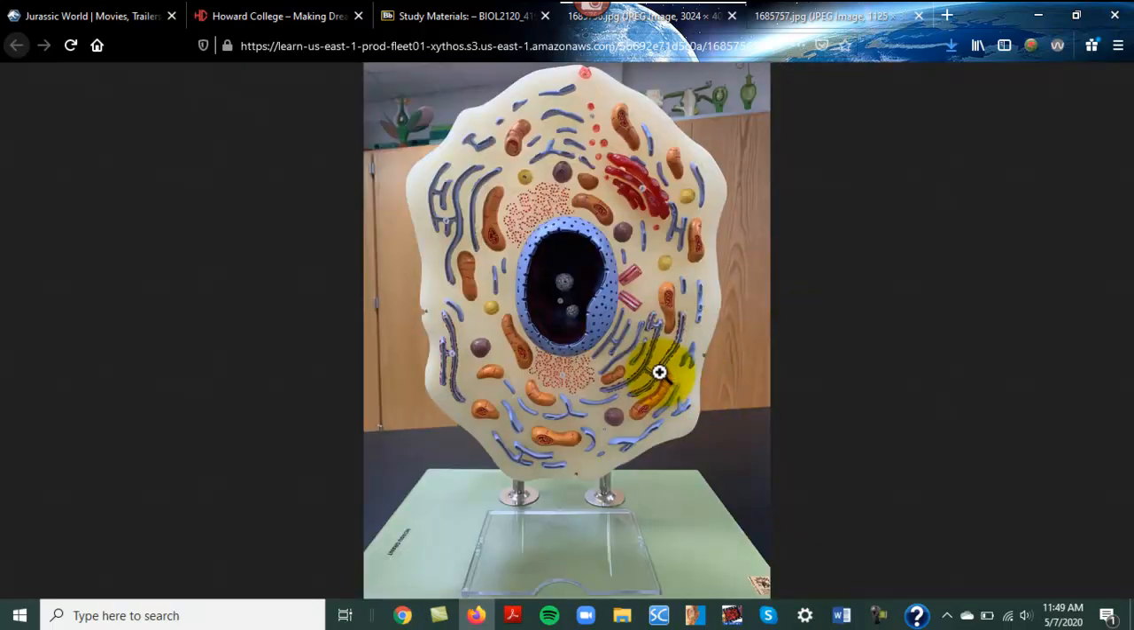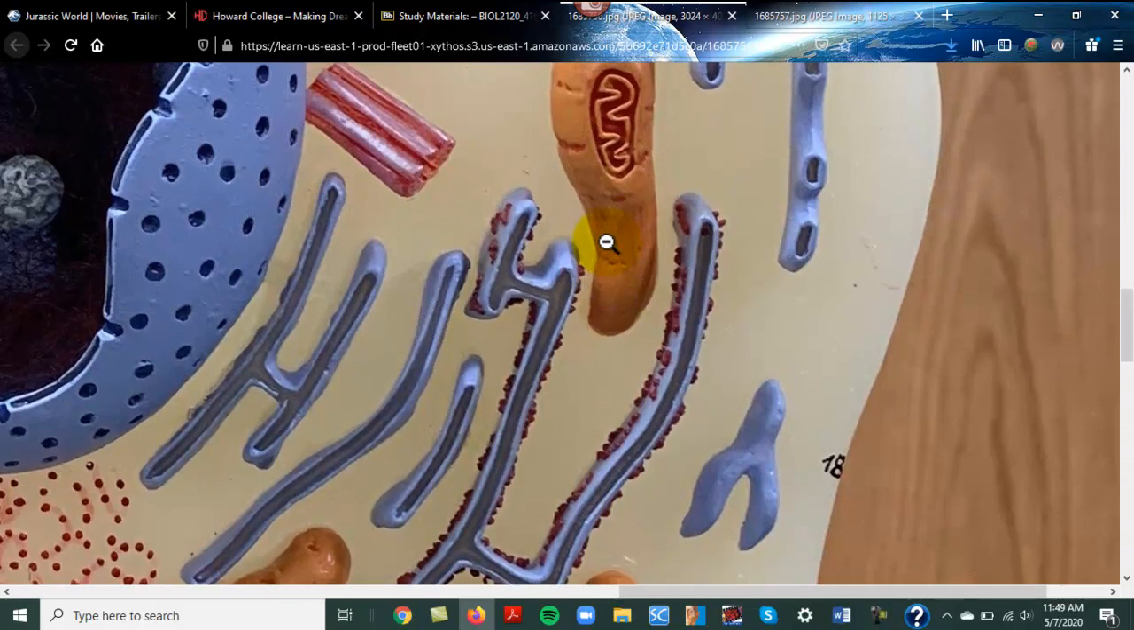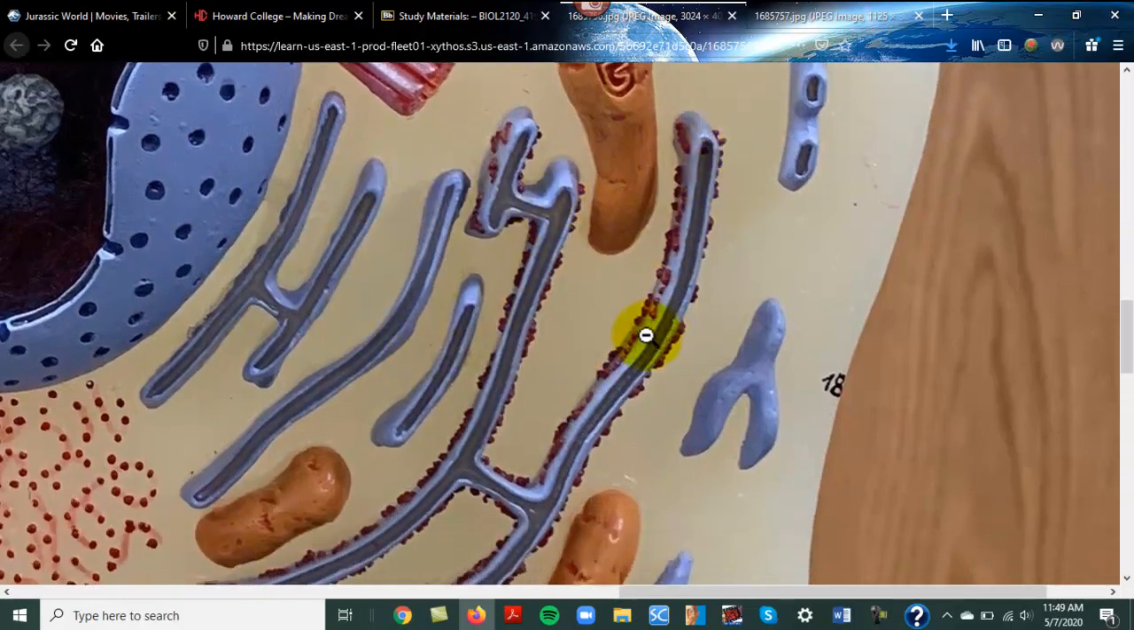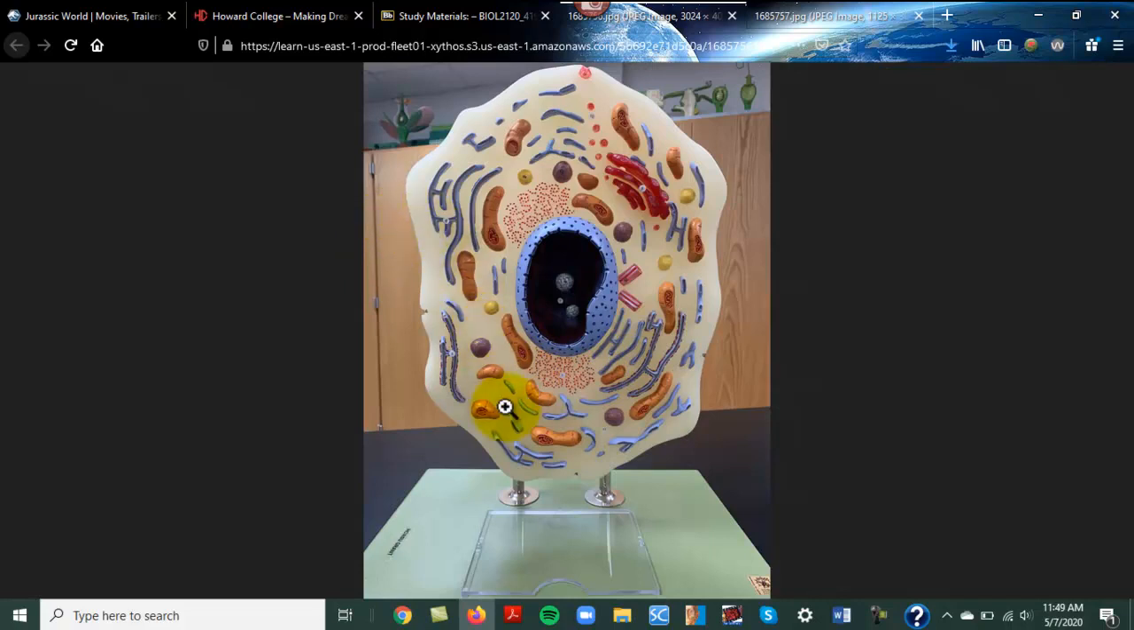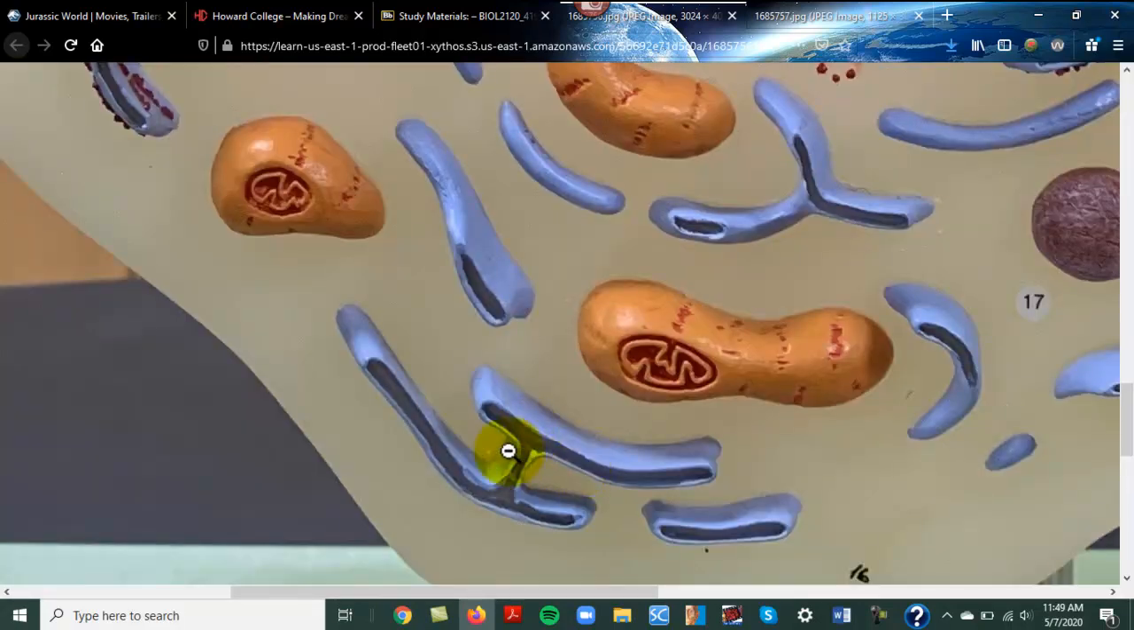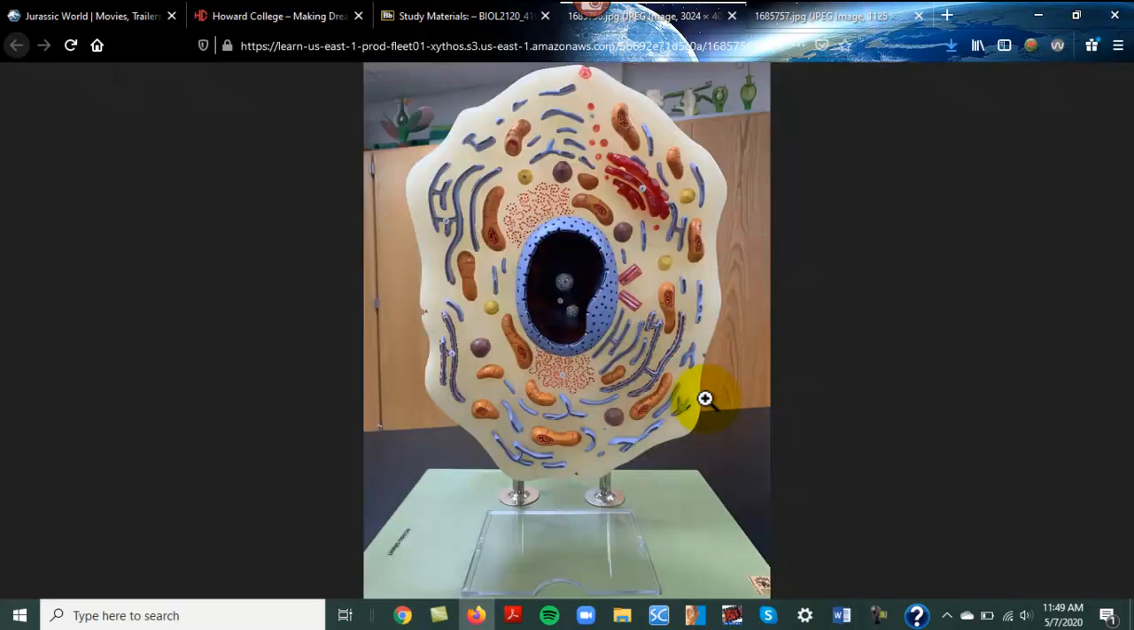Here is the endoplasmic reticulum. This happens to be the rough. It's got the ribosomes attached. Down here is the smooth, the blue. You see there's no ribosomes. This is a mitochondrion. So this cell has 1, 2, 3, 4. It's got a bunch of mitochondria.